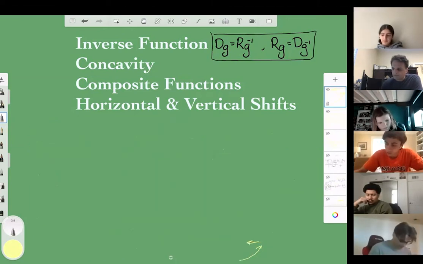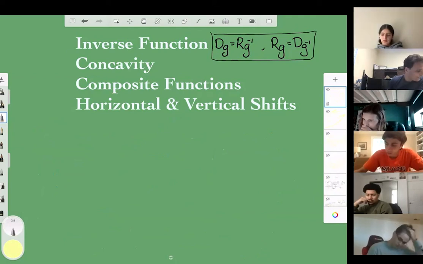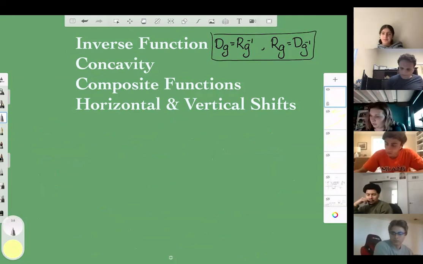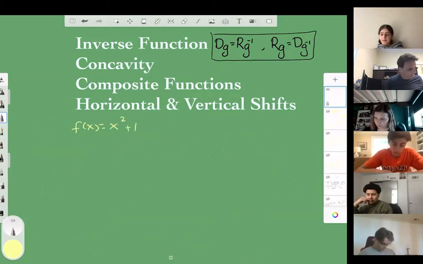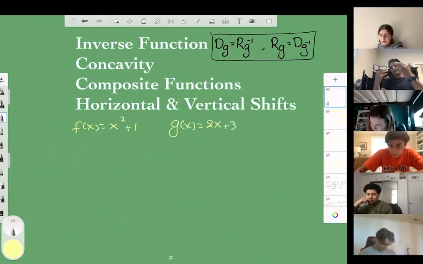The question is, f of x equal to x squared plus 1. G of x equal to 2x plus 3. Correct? I give you guys this information, these two functions.